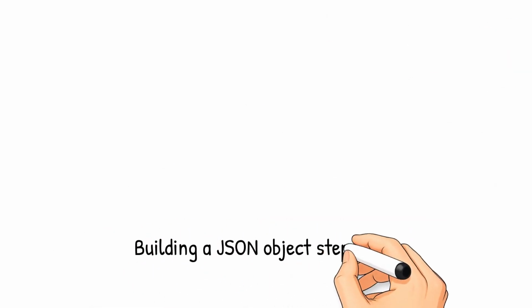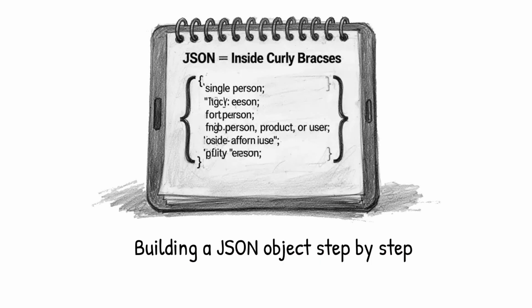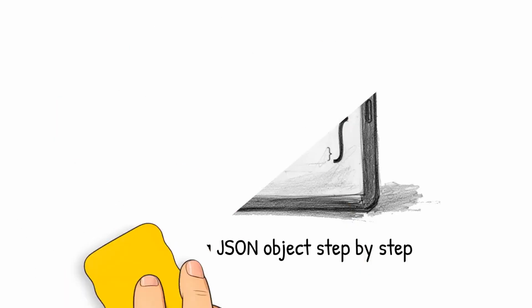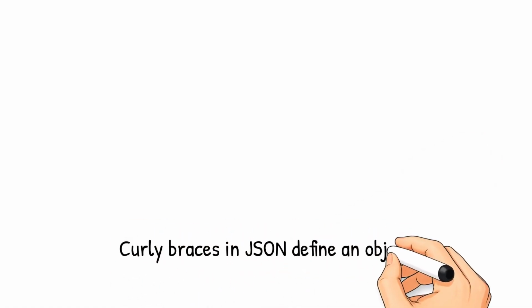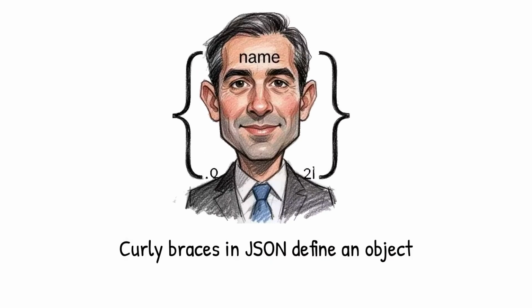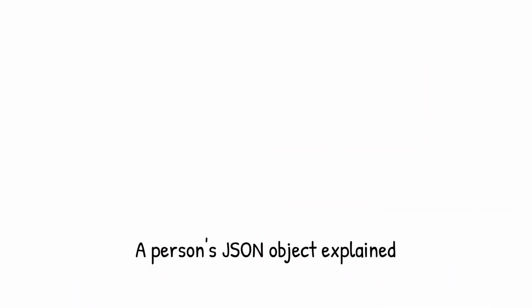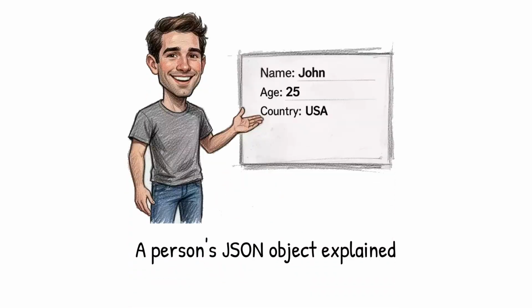Let's build a small, real piece of JSON together, step by step. To group related information about one single thing, JSON uses curly braces. Everything inside a pair of curly braces describes one item, like one person, one product, or one user. We call that an object. Here's an object describing a person. Open curly brace. Name, colon, John, comma, age, colon, 25, comma, country, colon, USA, close curly brace. Read that out loud and it's simply name is John, age is 25, country is USA. See, it's a form.